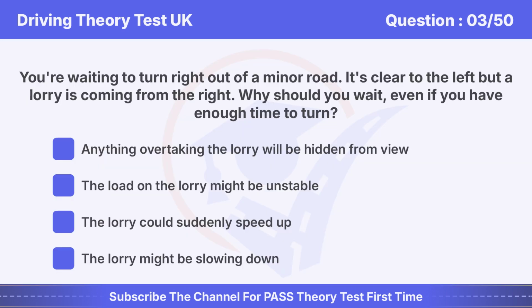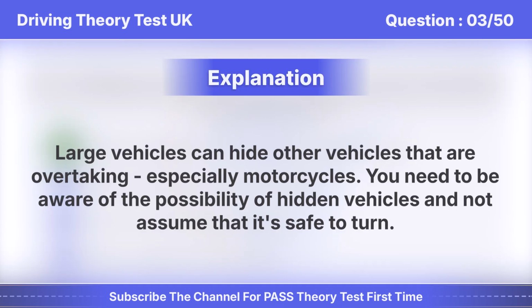Question 3. You're waiting to turn right out of a minor road. It's clear to the left, but a lorry is coming from the right. Why should you wait, even if you have enough time to turn? Answer is A. Anything overtaking the lorry will be hidden from view. Large vehicles can hide other vehicles that are overtaking, especially motorcycles. You need to be aware of the possibility of hidden vehicles and not assume that it's safe to turn.